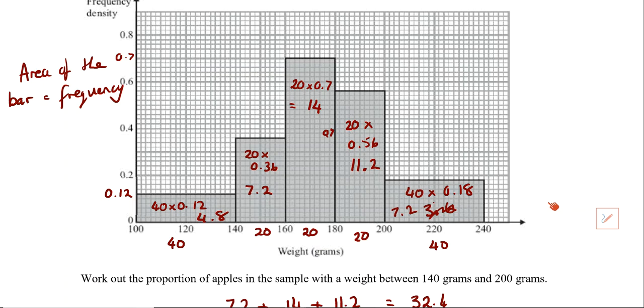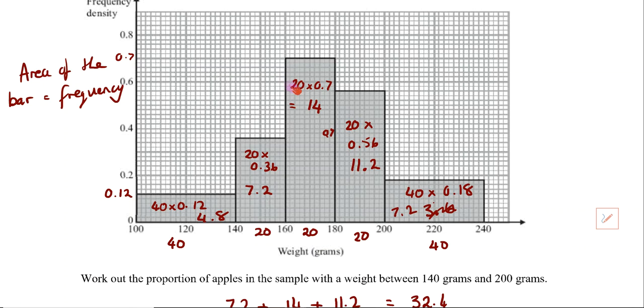So instead, I didn't have to worry about the area, because for the two on the left and the right, I just did it twice, because the class interval for the ones on the left and the right is just 40 instead of 20. So instead of doing 40 times 0.12, I added it twice. Then I calculated the total, and I got 44.4, and then I did the rest the same. So finding the average works for me.